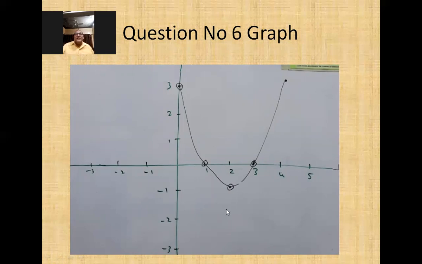You know that this is the turning point, and around the turning point, the graph is symmetrical. So if you move 2 steps here, you move 3 steps up. In the same way, 2 steps here, 3 steps up. So you found this point because the graph is symmetrical about the turning point. I will join these points with a freehand smooth curve, and we got the graph. So this is question number 6, and hopefully you will be able to draw and recognize this graph.